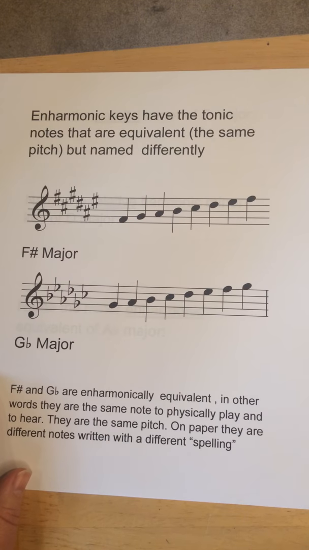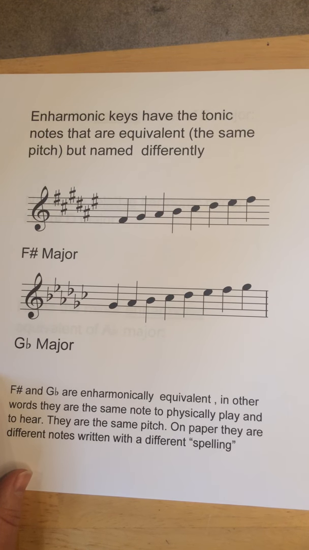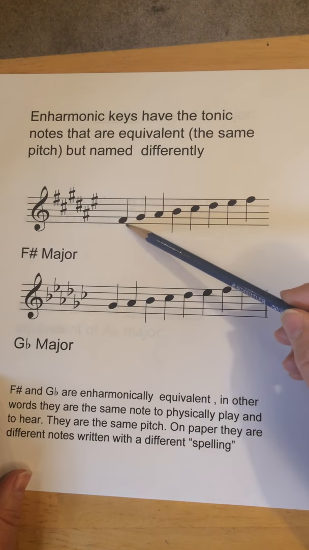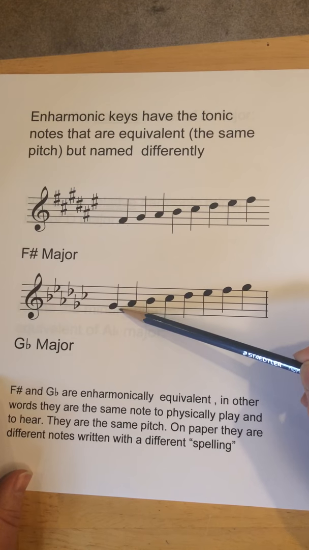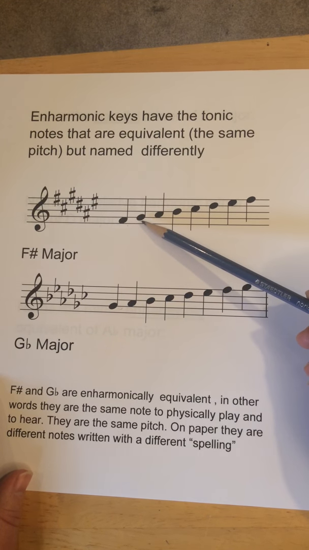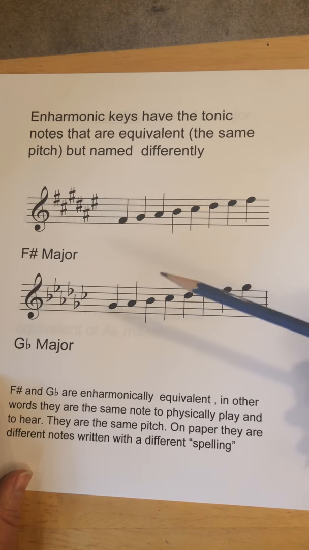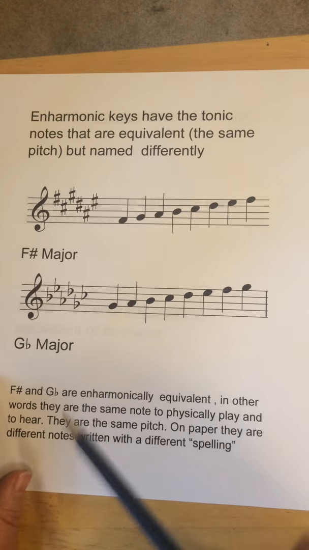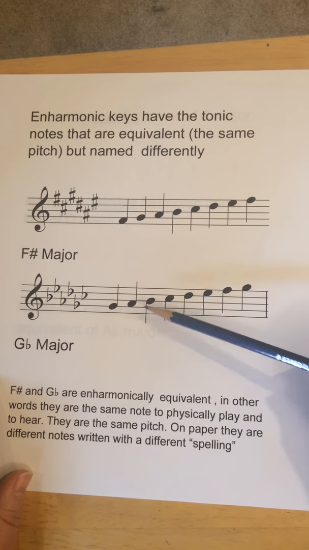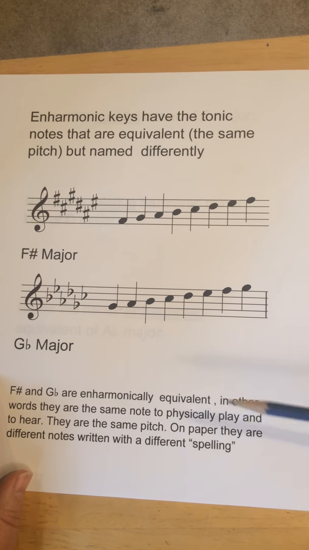Enharmonic keys have tonic notes that are equivalent, the same pitch to hear, but named differently. For example, F sharp and G flat, those are the same note enharmonically. When you play an F sharp on your instrument, you're also playing a G flat. Depending on the piece you're playing and what key it's in, it's going to be designated as an F sharp or a G flat. Okay, so F sharp and G flat are enharmonically equivalent.